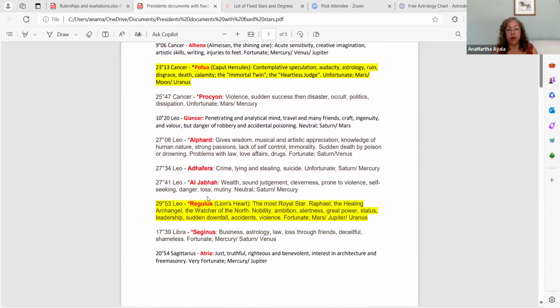And then he has Regulus, just like President Buckley, the lion's heart, the most royal star. This is the most powerful star of all the fixed stars. The Archangel Raphael, which is the healing archangel, the watcher of the north, it denotes nobility, ambition, alertness, great power, status, leadership, sudden downfall, accidents, and violence. And it is a fortunate star.